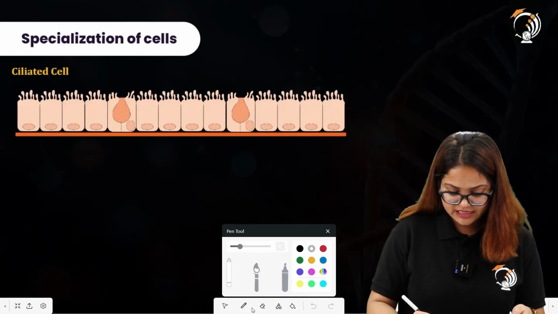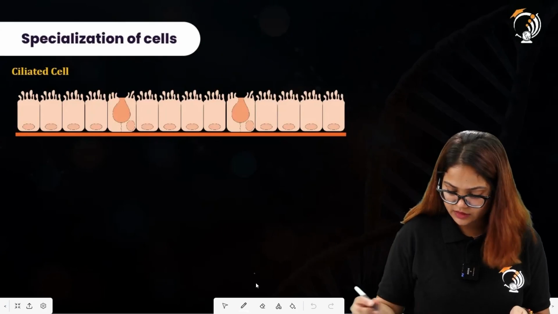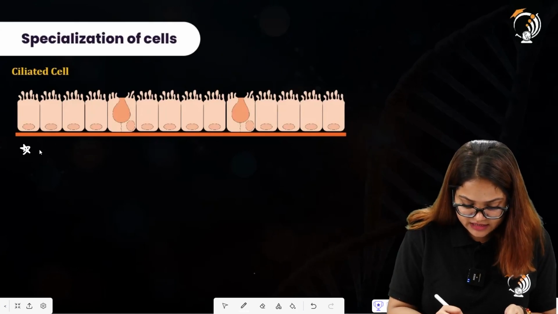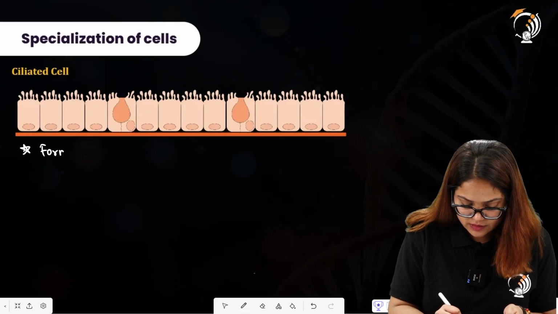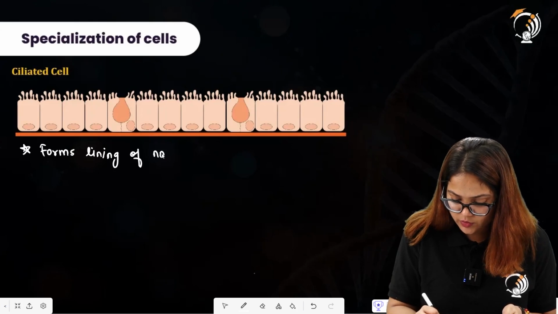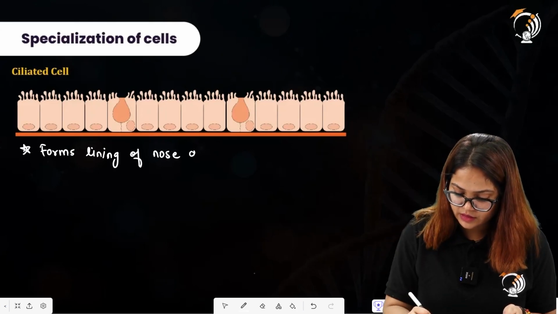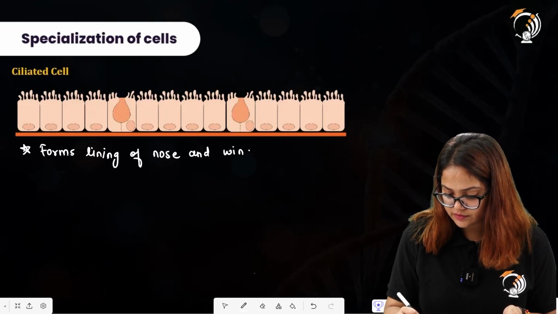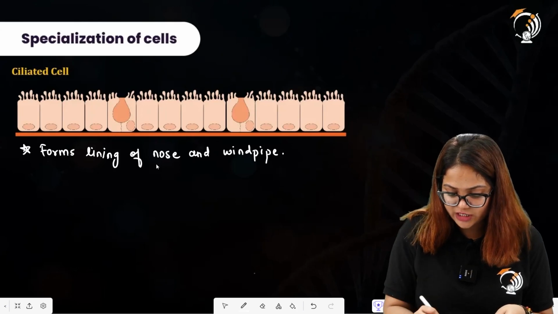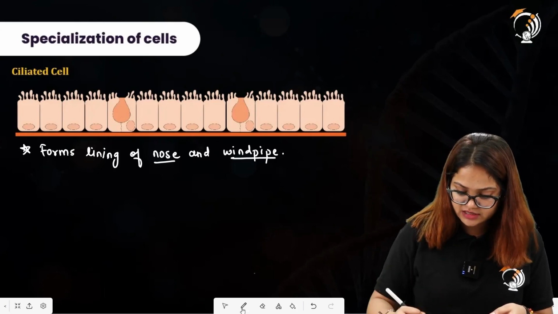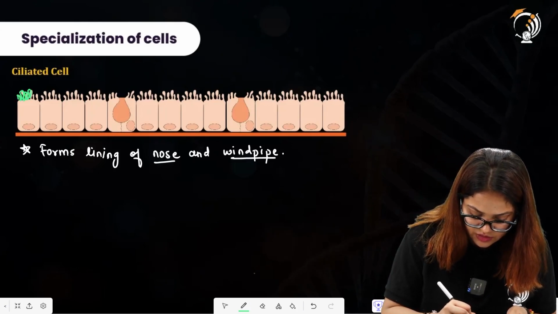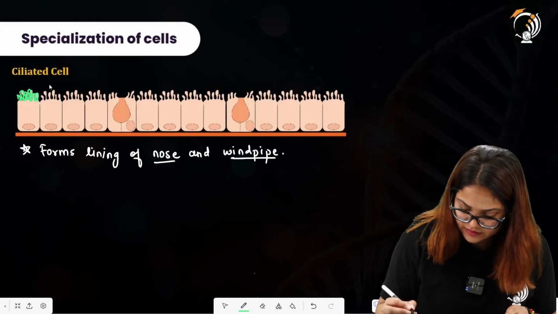So we have the ciliated cell over here. Ciliated cells are the cells that form the lining of the nose and windpipe. All right, so these are the cells that form the lining of nose and windpipe. These are the cilia here, these hair-like extensions. All right, these are the cilia.